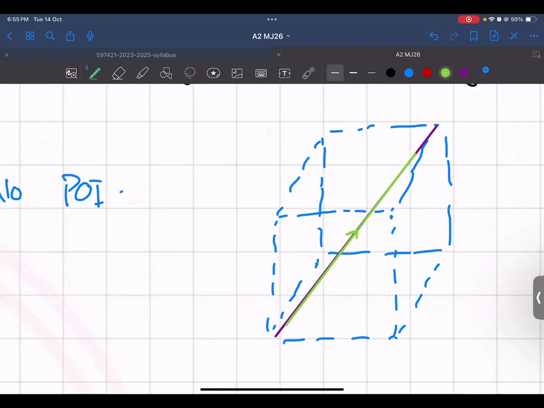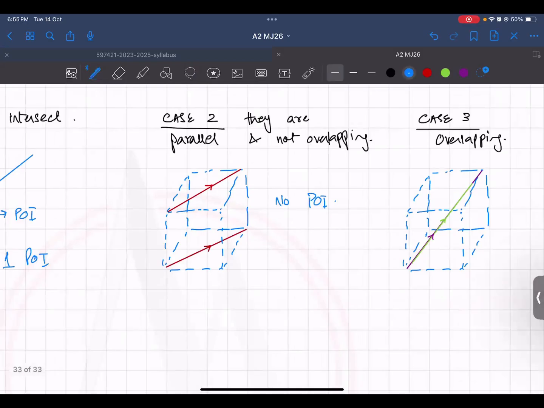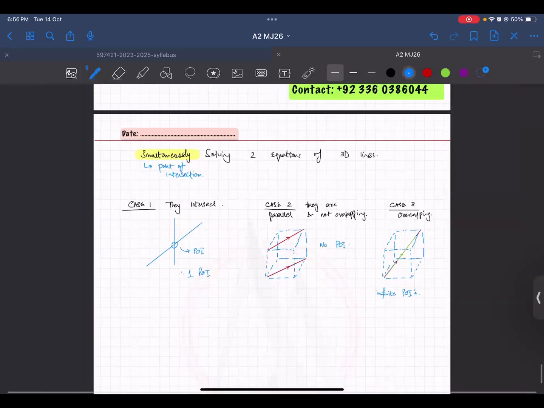So in this case you have an infinite number of solutions. Every point on both of the lines is a point of intersection. So this has infinite points of intersection. You won't get a question like this, but this is a possibility. So that's why I'm giving you this as knowledge. You may use this knowledge later on in your university.